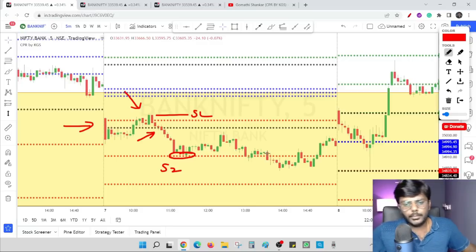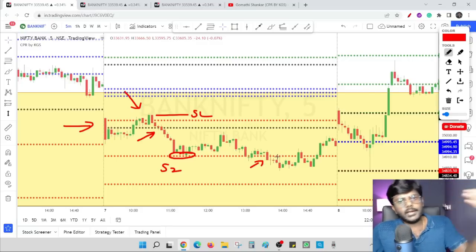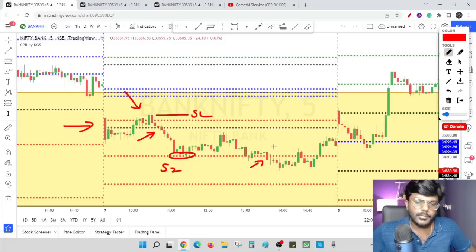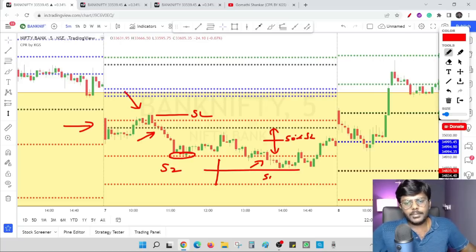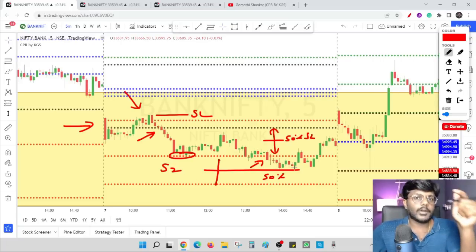Now, can I take a short position when S2 is broken? That is up to your risk appetite. You can take a short position, place your stop loss above S2 or S2-S1 50%. You can aim for a quick scalp till S2-S3 50%. That depends on your risk appetite and on your experience as well.